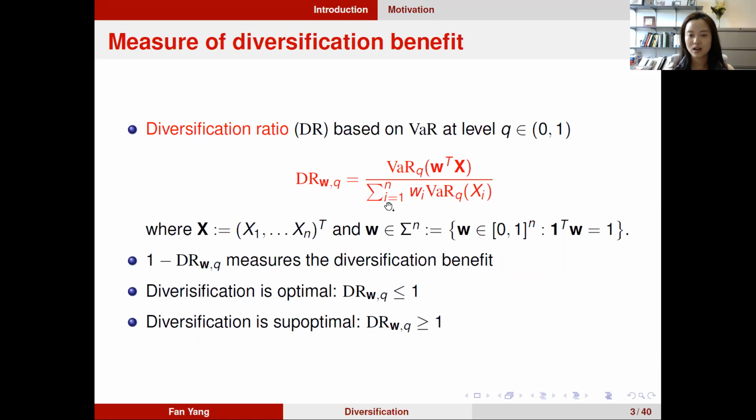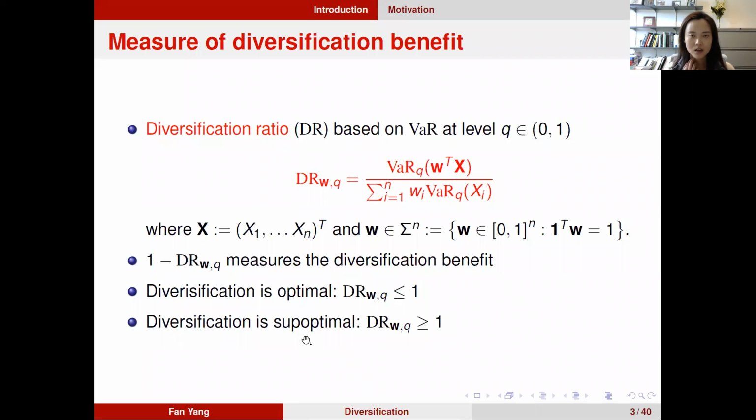That means if DR is less than or equal to 1, the risk of the portfolio is less than the risk of investing in the individual asset. Then we say diversification is optimal. That means it's optimal to invest in the portfolio. Otherwise, if DR is greater than 1, the risk of investing in the portfolio is bigger than investing individually. Then we say diversification is suboptimal.